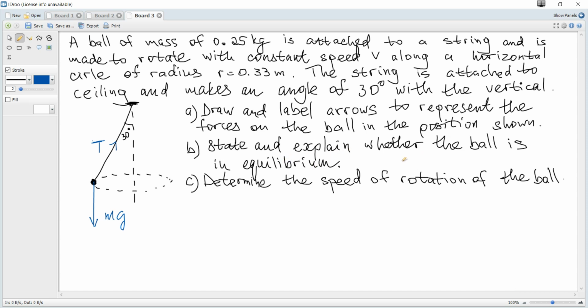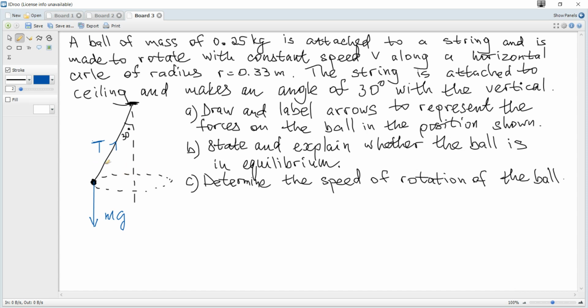State and explain whether the ball is in equilibrium. In equilibrium implies the net force is equal to zero. It means forces are balanced in any direction. And when a ball is moving in a circular path, these two forces never cancel each other. Hence there is non-zero net force, so it's not in equilibrium. Or since direction changes, velocity changes, hence there is acceleration, and hence there is net force, so it's not in equilibrium. The next, determine the speed of rotation of the ball.